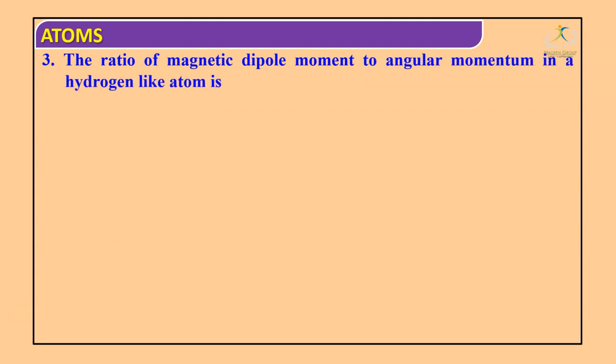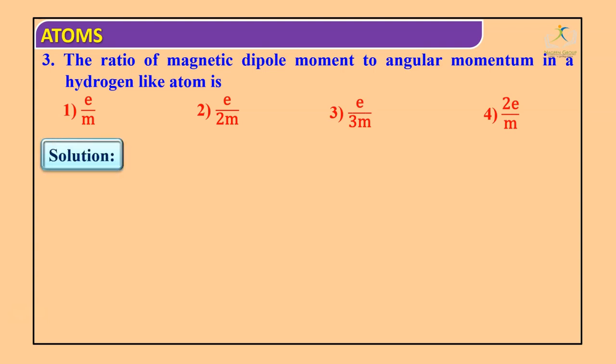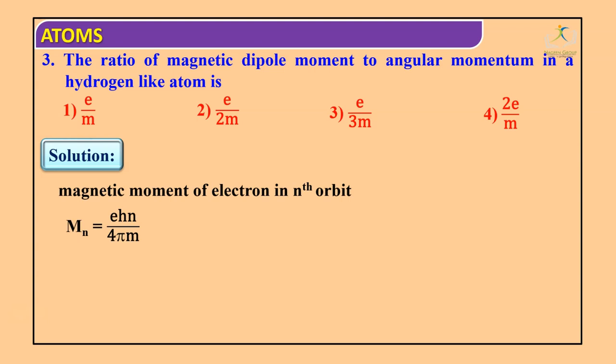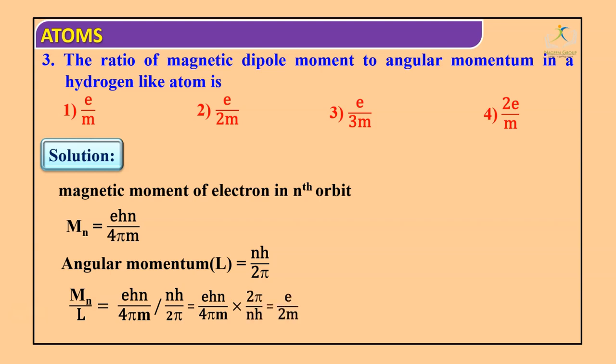Next question. The ratio of magnetic dipole moment to angular momentum in a hydrogen-like atom is: e by m, e by 2m, e by 3m, 2e by m. So, for the correct answer, firstly we see the solution. Magnetic moment of electron in the nth orbit is Mn equals e n h by 4 pi m. Angular momentum L equals n h by 2 pi. We can derive from here that M by L equals e by 2m.